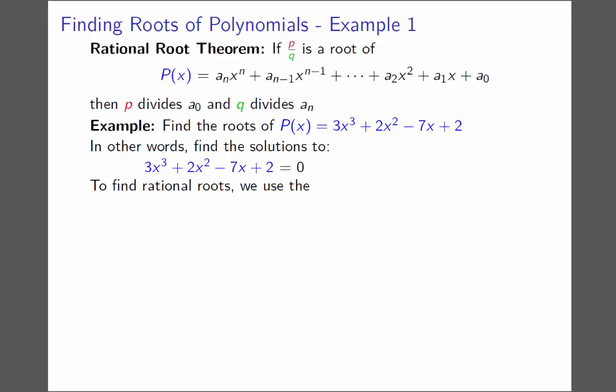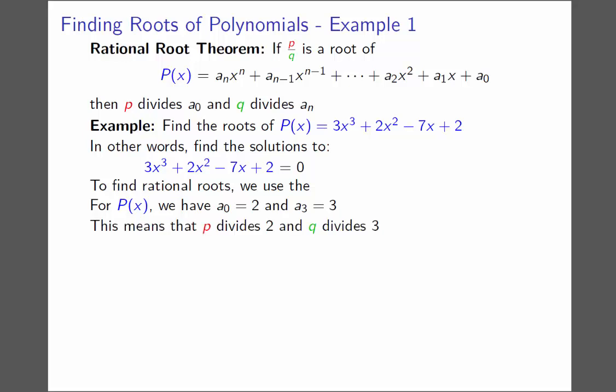That says if p over q is a root of the polynomial p of x equals a_n x to the n all the way down to our constant a_0, then p divides a_0 and q divides a_n. For this particular p of x, we have that our constant a_0 is 2 and our lead coefficient a_3 is 3. This means that p has to divide 2 and q has to divide 3.